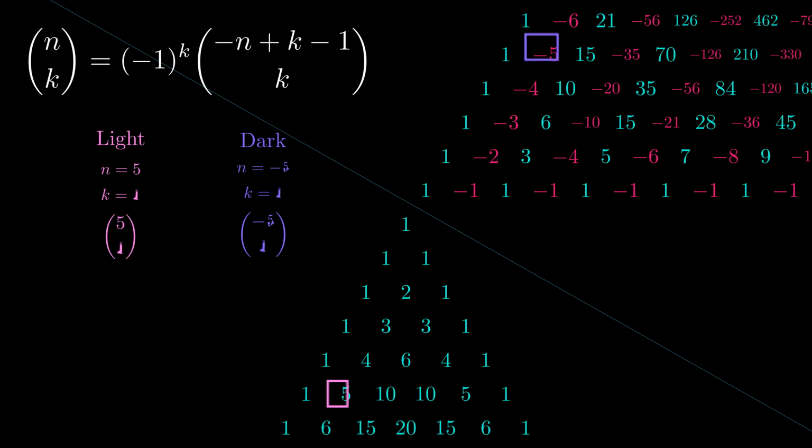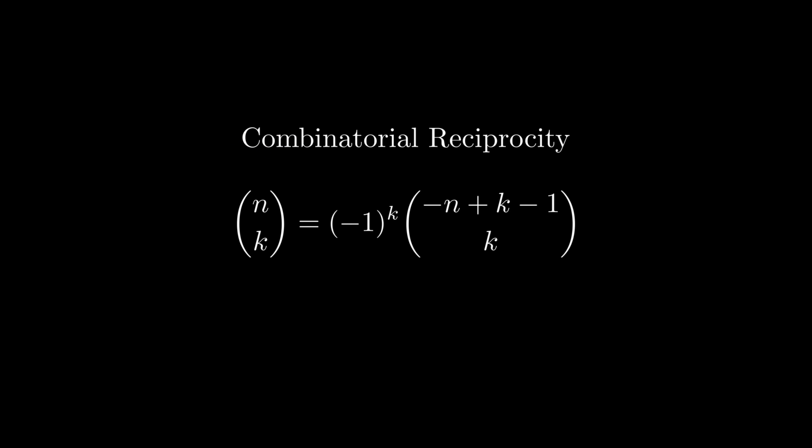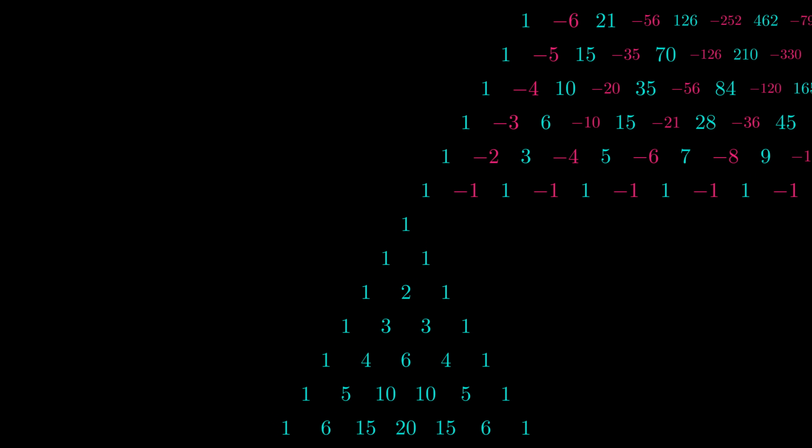Each time we increase k on the light side, we would be increasing both n and k by 1 on the dark side. We can now see that these values line up, so we get that these values are equal. This relationship is an example of what is called combinatorial reciprocity. If you want to learn more, here is a more advanced video on my channel. But we are only just getting started.